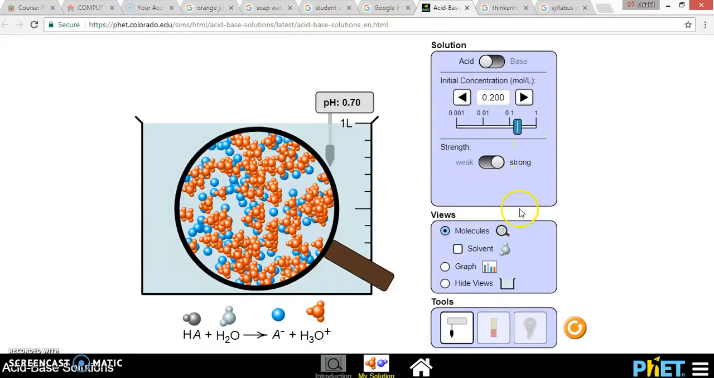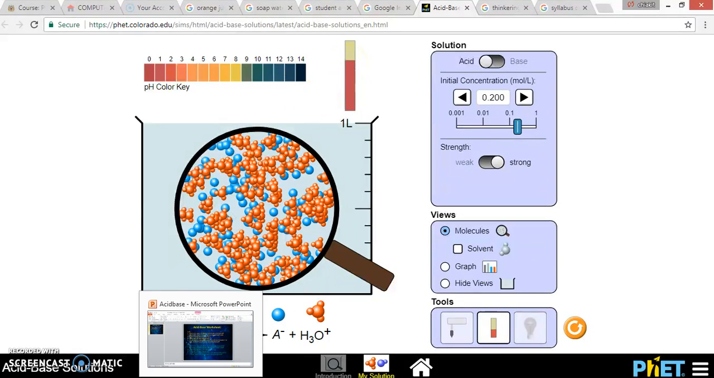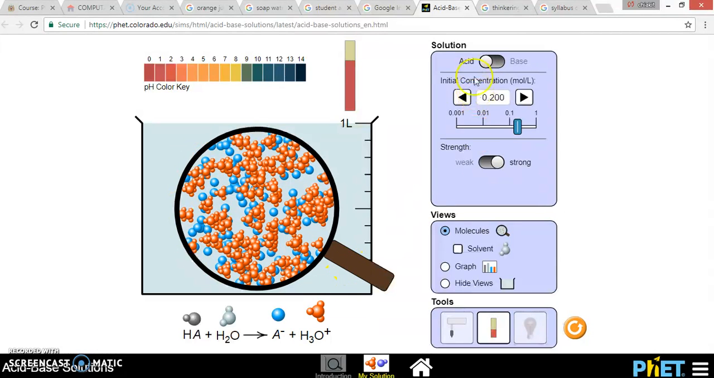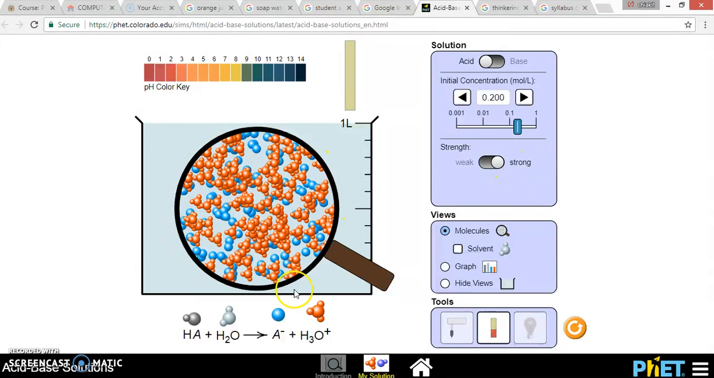So they are going to test, okay, what is the pH? The pH is 0.7. And what is the indicator? The indicator is going to give you a red color. So the student, based on their observation, has to answer the question. For question number 3, which acid has more hydrogen ions? As shown in the diagram here, weak acid and strong acid, of course, strong acid has more hydrogen ions. Obviously.